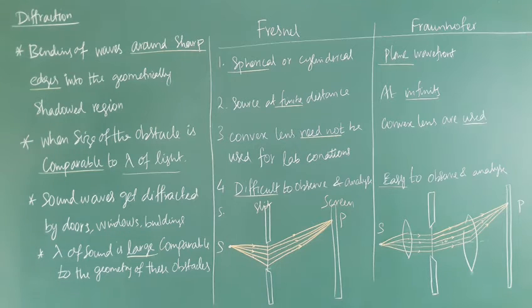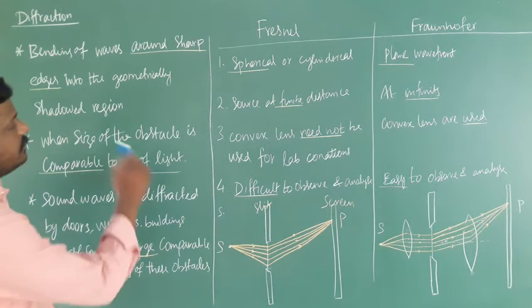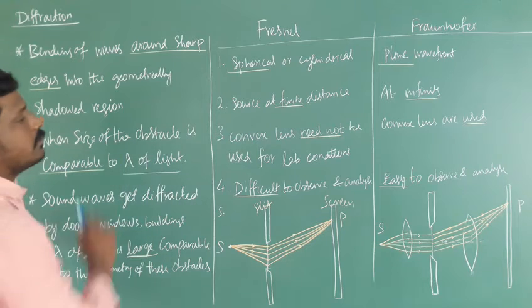So in this class we are going to discuss diffraction. Diffraction is the bending of waves around sharp edges into the geometrically shaded region. The bending of waves around obstacles is diffraction, but diffraction violates the rectilinear propagation of light.